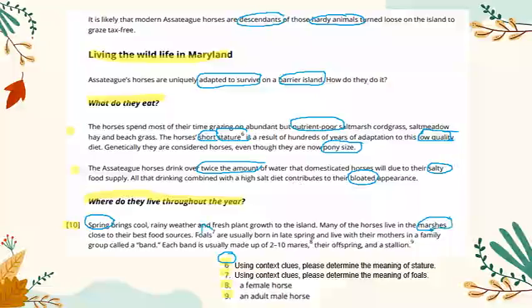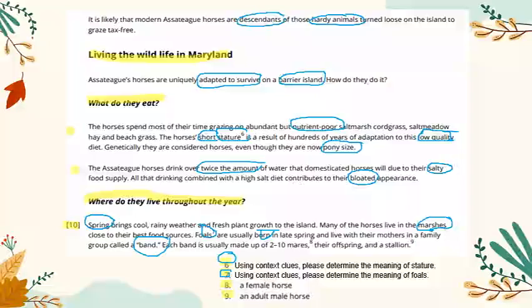All right, foals, number 7. That was a terrible circle. But number 7 says, using context clues, please determine the meaning of foals. Okay. Foals are usually born in late spring. Okay, so those are the babies because it says, and they live with their mothers in a family group called a band. A band, okay. So foals are the babies.